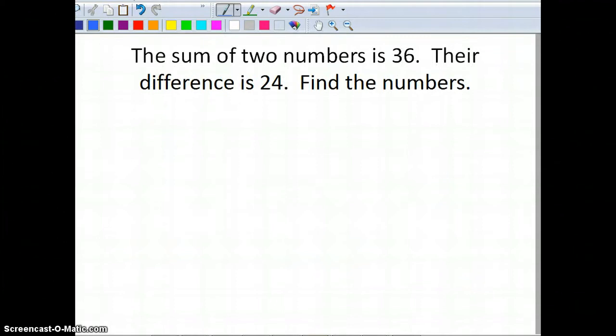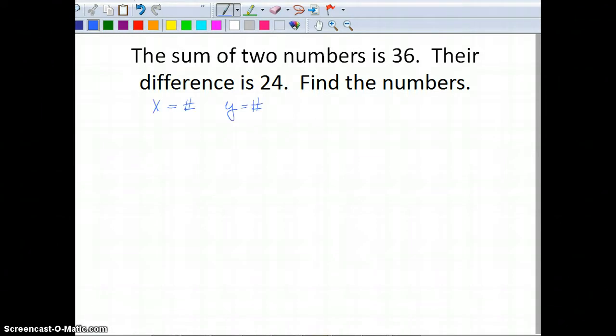Now let's take a look at our first problem. The sum of two numbers is 36. Their difference is 24. Find the numbers. The first thing I have to do is talk about my variables. I am going to let x equal a number and let y equal a number.